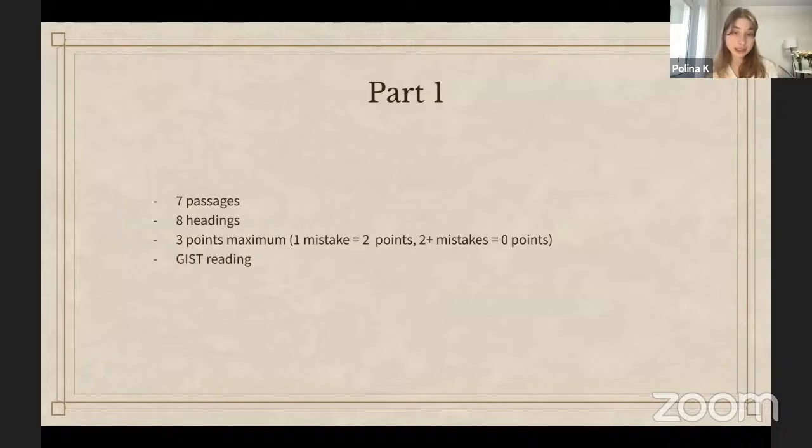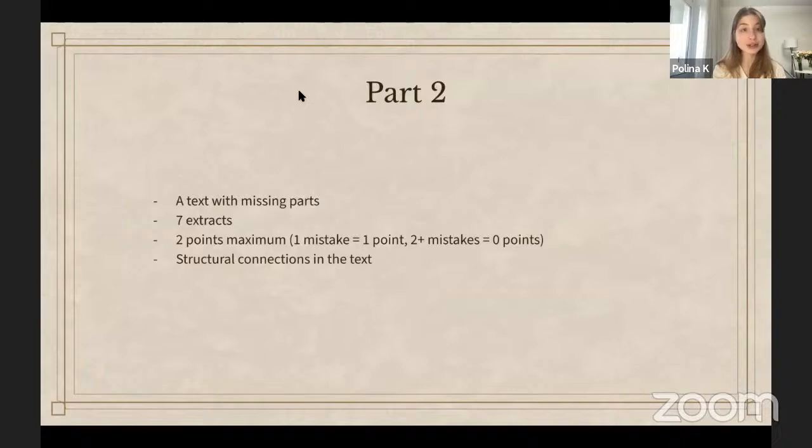Guys, if you make 1 mistake there, you may still receive some points. You will get 2, but if you have 2 mistakes or more, unfortunately, that would be 0 points. Back in the day, this task was assessed in a different way, so you could get more points for that, but they decided to introduce some more restrictions this year. And this task checks our gist. And gist stands for general understanding, so we will not have to go deep into details here. We will just have to understand the main idea of the text that is in front of us.